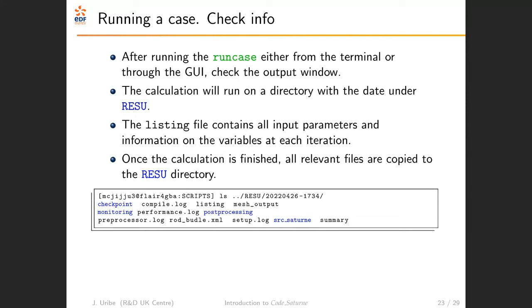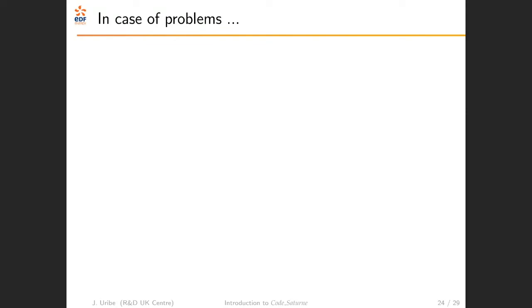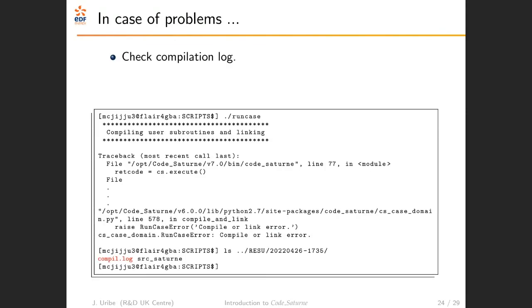The checkpoint is a file that contains all the information that is necessary for CodeSaturn to restart the same calculation from that point. So it has information about all the variables at all the cells, things like max fluxes and previous values if you're doing second order time, for example. Things like that. What to do if you have problems?